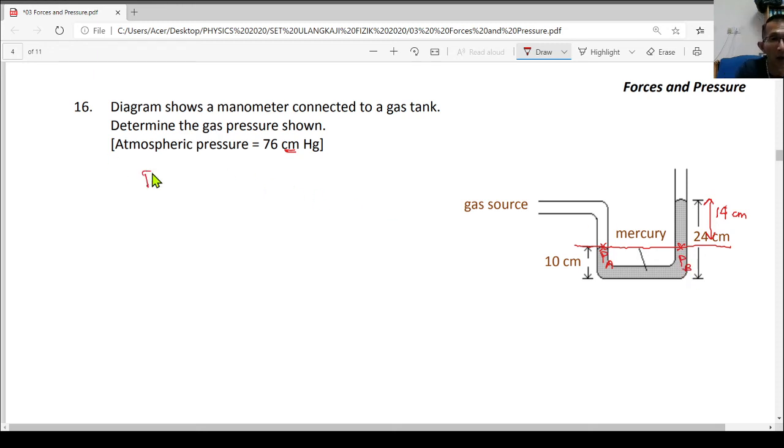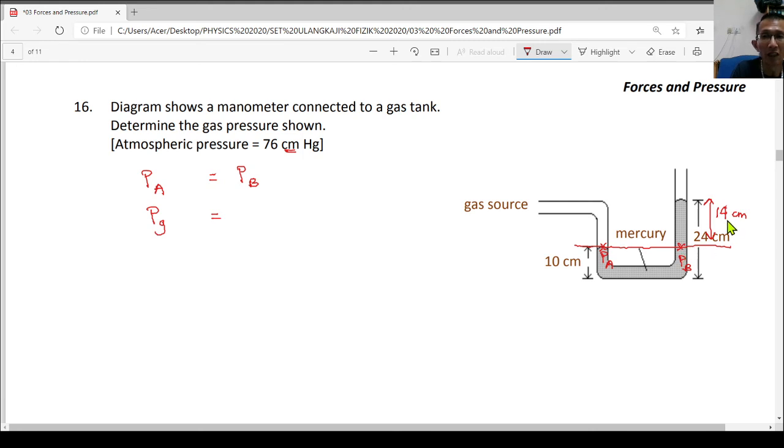Okay, the pressure at point A must equal the pressure at point B. What is pressing on point A? Only the gas, the pressure exerted by the gas. So at point A, I have the pressure exerted by the gas. Now point B, what is pressing on point B?